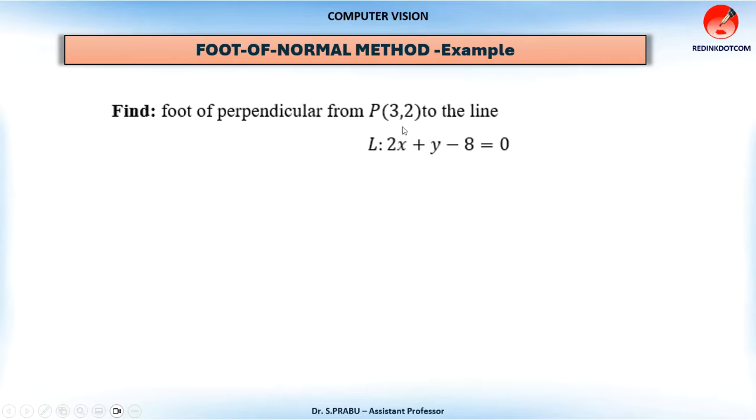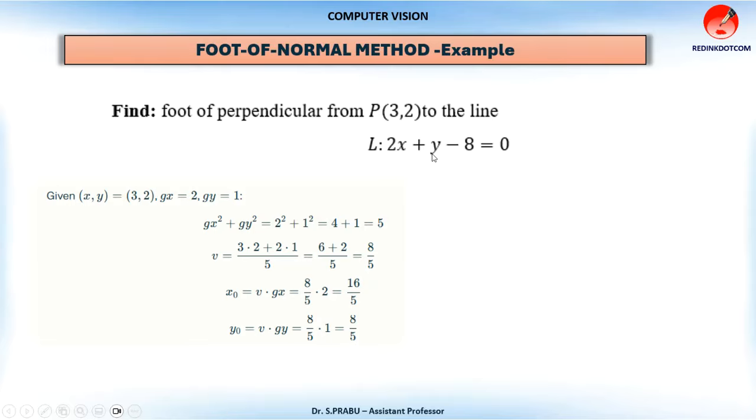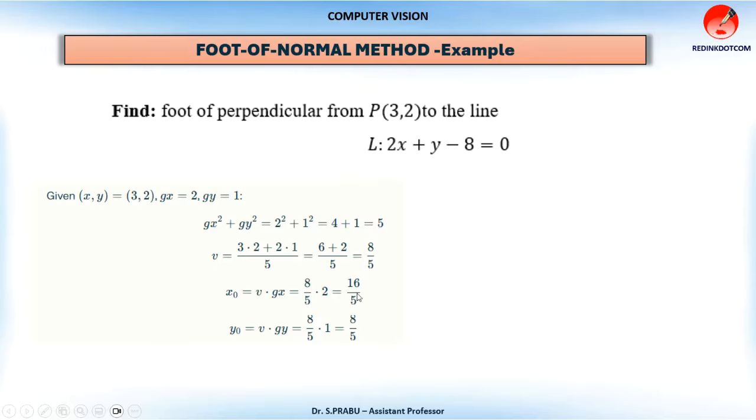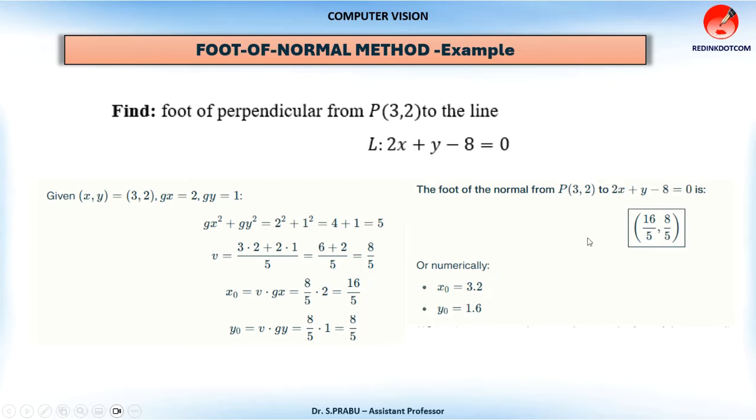First you identify the gx and gy values. gx is plus 2, gy is 1. Then you find the v value. Next you find x0 and y0. In this problem, x0 is 16 by 5 and y0 is 8 by 5. So finally the foot of normal coordinate value is (16 by 5, 8 by 5). It is also written as (3.2, 1.6).